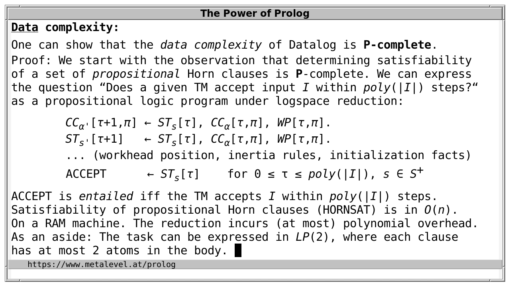And as an aside, even a severely restricted version of Horn-SAT is P-complete, because we can express a Turing machine with clauses that have at most 2 atoms in the body. For instance, we can factor out these parts into their own rule that only has 2 atoms in the body. And therefore, even propositional logic programming that allows only 2 atoms in clause bodies is P-complete.